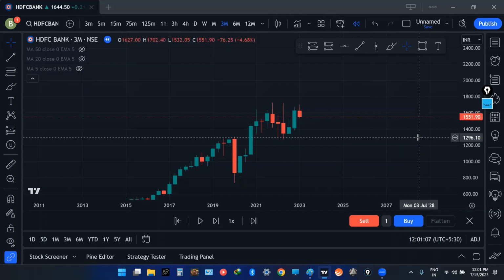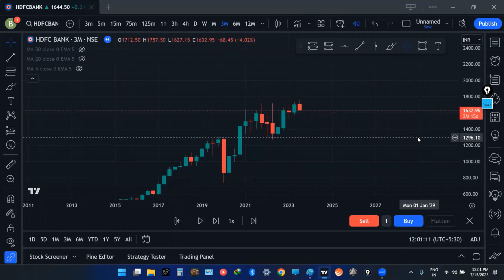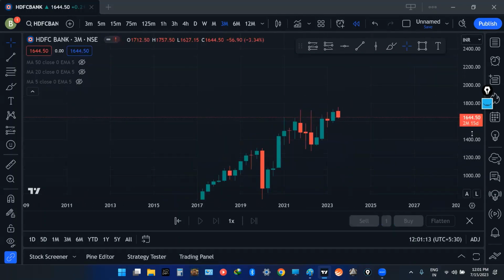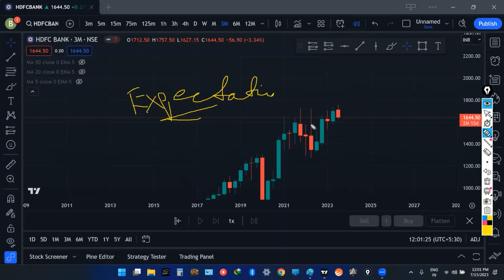if I go on, it is forming something like this. So this is the current scenario. What can we say in this current scenario? Again we try to visualize in our mind. Visualization will lead us to expectations. How do we expect? From here, the first expectation is that this low should not be broken at 1300 rupees. HDFC should not fall below 1300 if it has to go up.